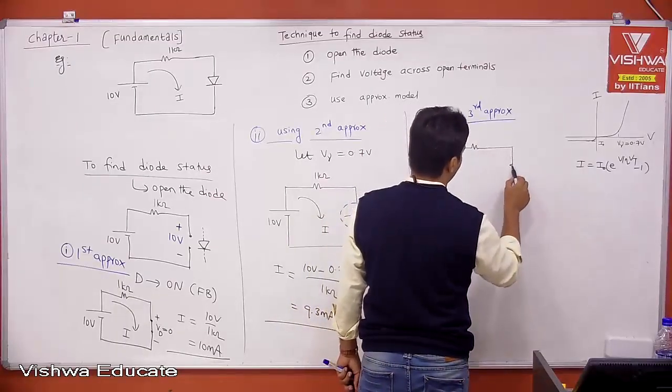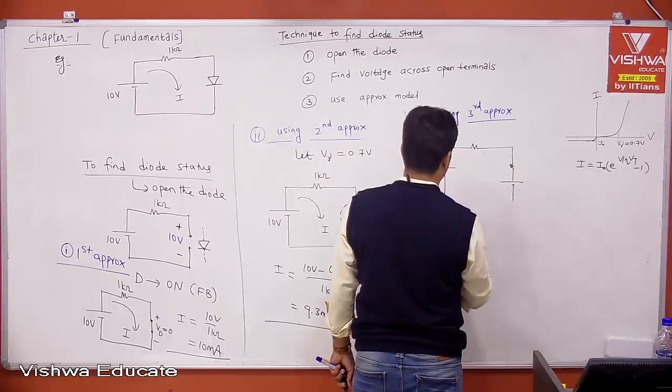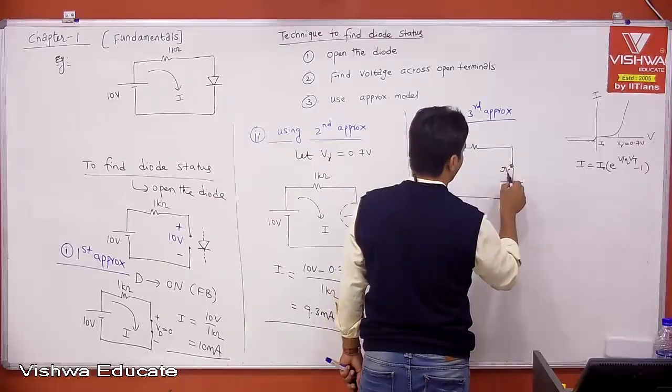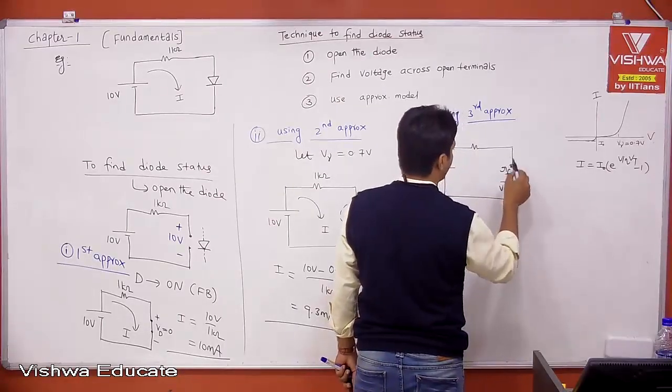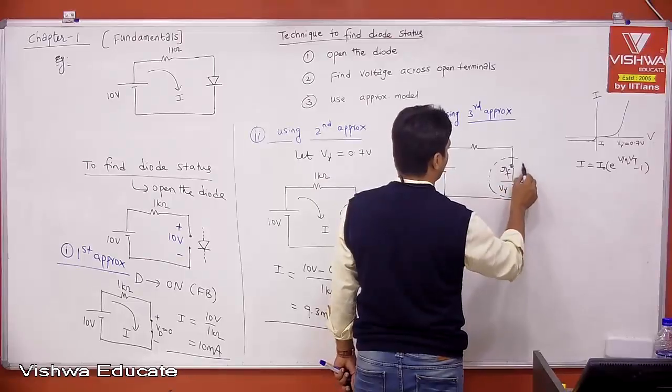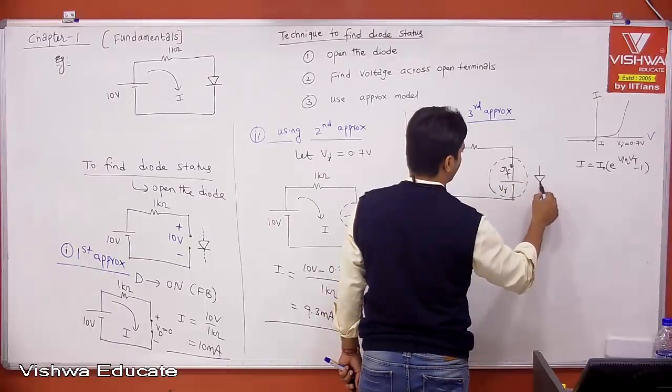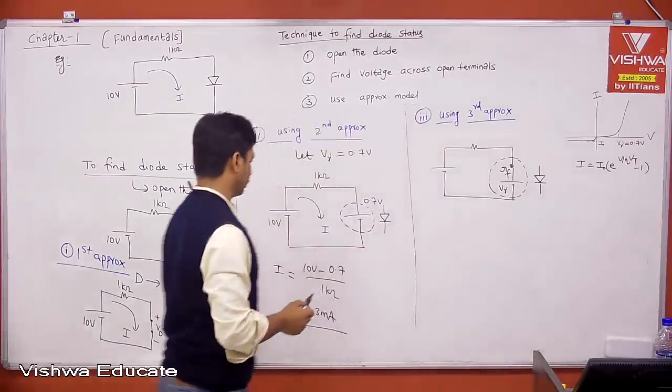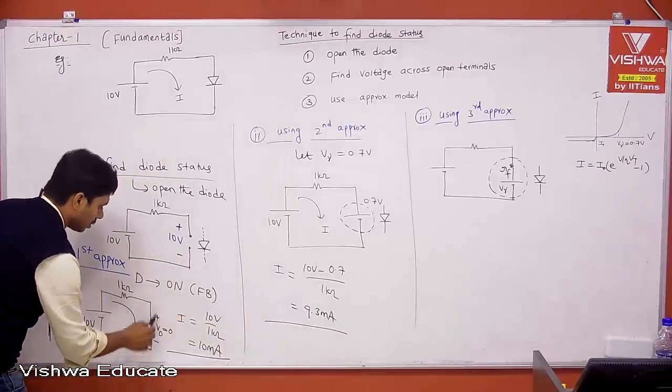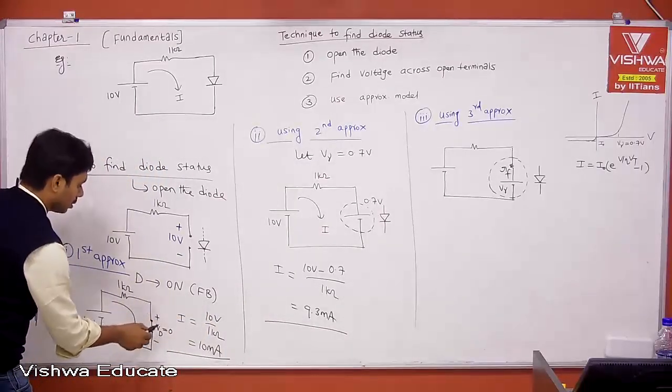Now your diode is replaced by this, which is your RF and this is your V gamma. Therefore, this is your diode now.